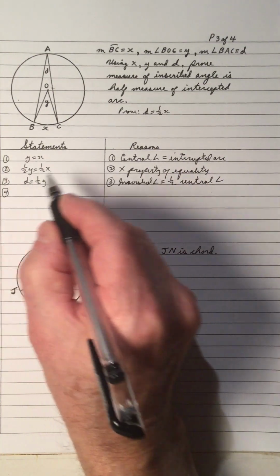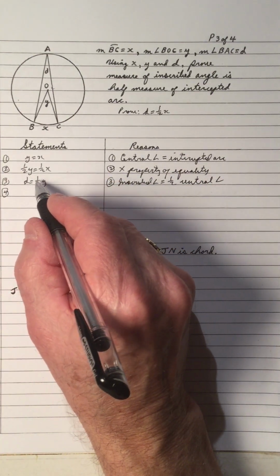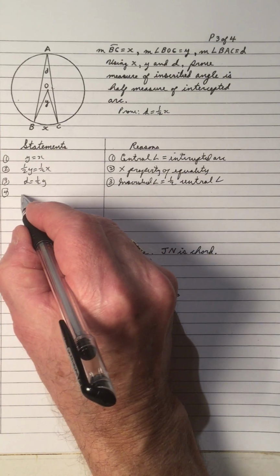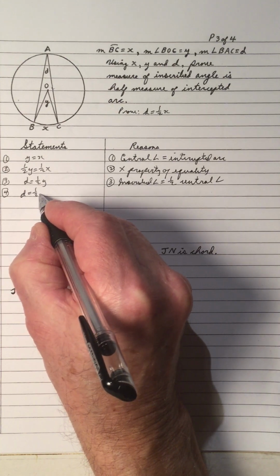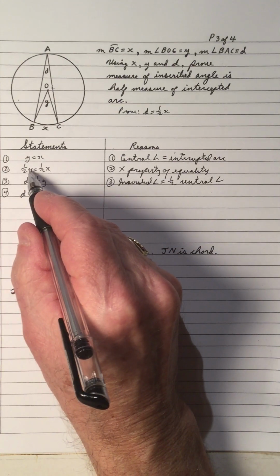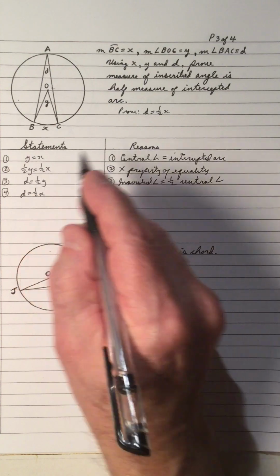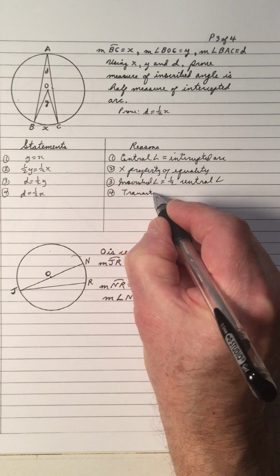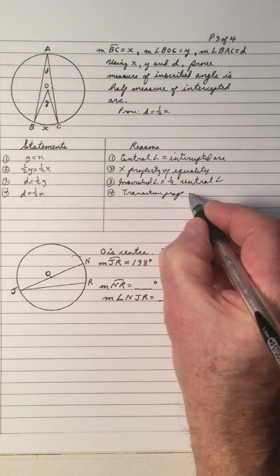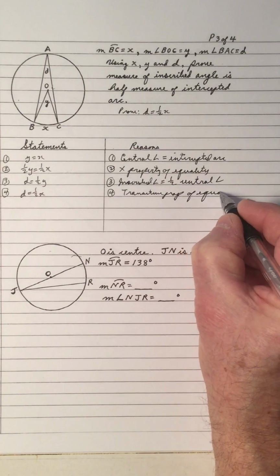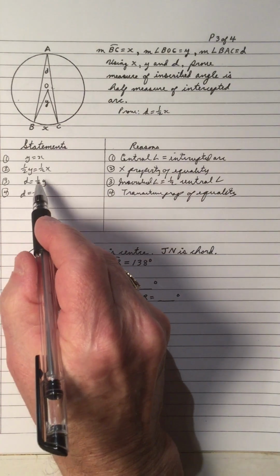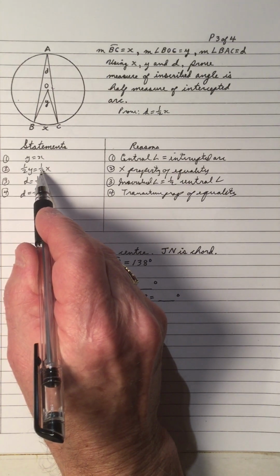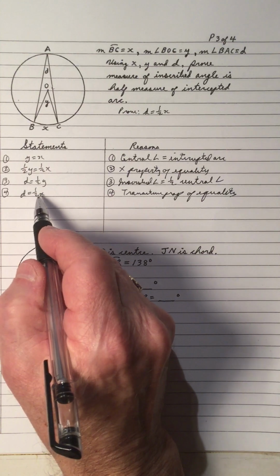And as a result, notice here we got D is equal to half Y, and half Y is equal to half X, so that means D is equal to half X. The half Y is right here and right here, so that's called the transitive property of equality. Again, half Y is equal to half X, half Y is equal to D, so D is equal to half X.